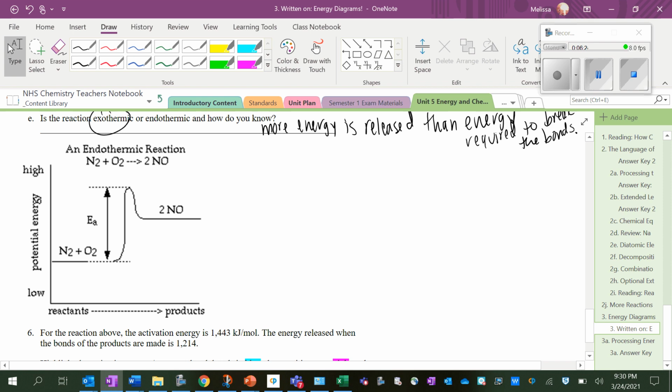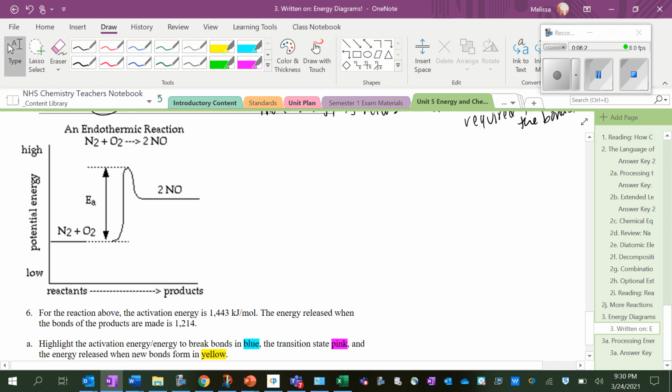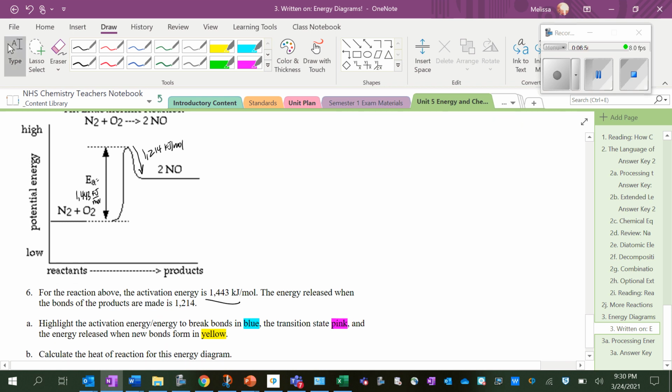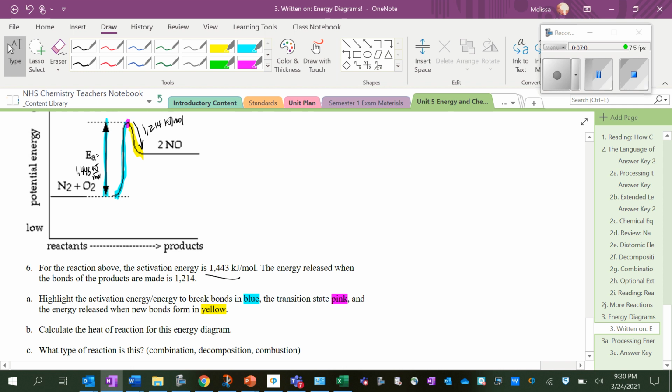And then let's take a look at an endothermic reaction. For the reaction above, the activation energy is 1443 kilojoules per mole. It's a different unit of energy. The energy released when the bonds of the products are made is 1,214 kilojoules per mole. Okay. Highlight the activation energy, the energy to break the bonds, in blue. The transition state, pink. And the energy released in yellow. Obviously not drawn to scale.